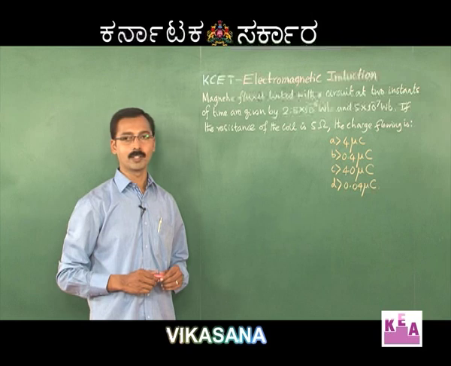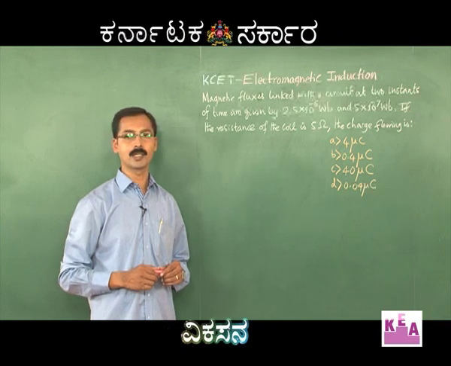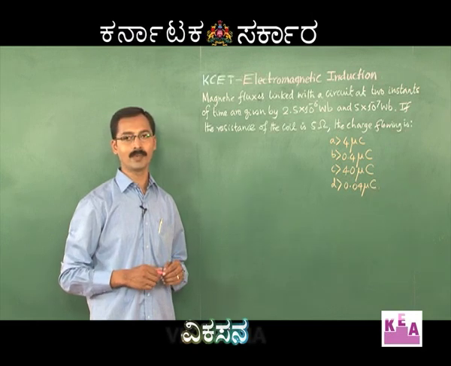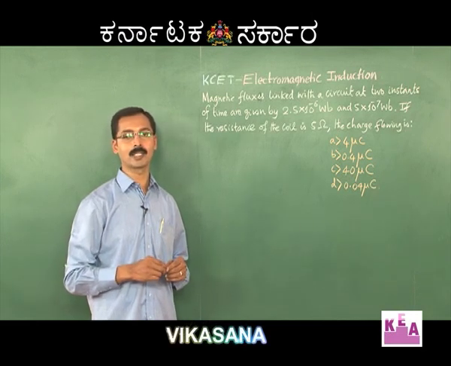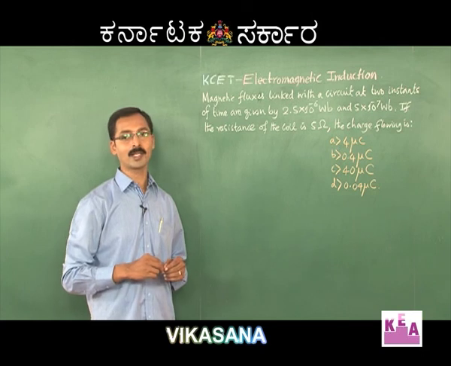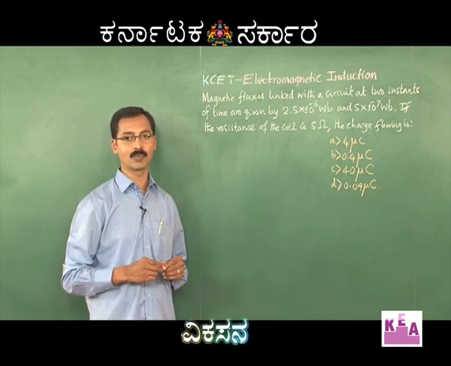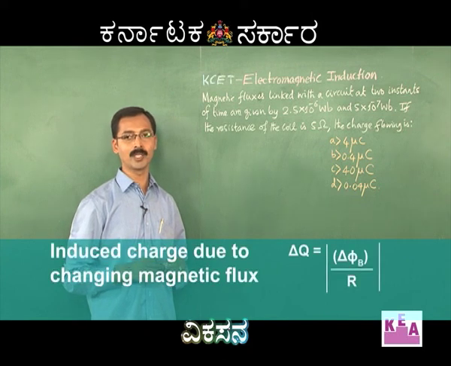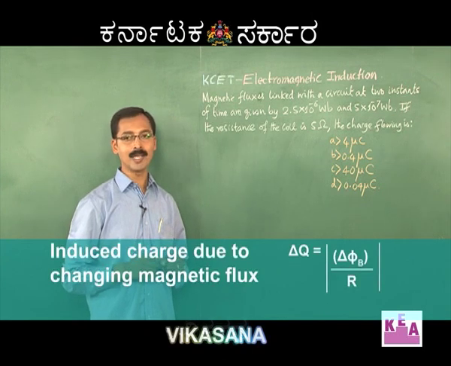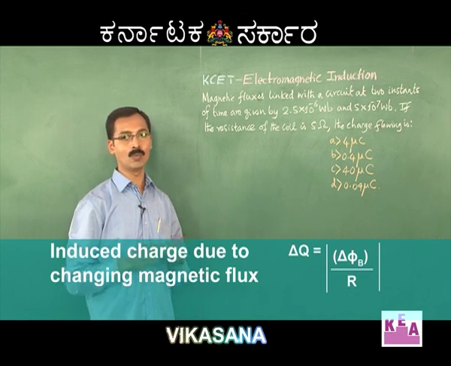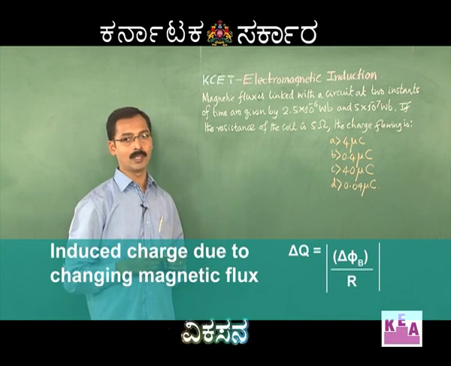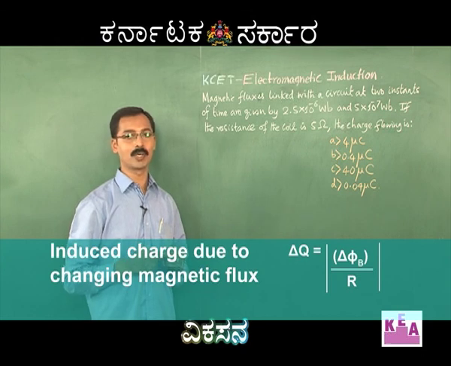In electromagnetic induction, whenever there is a change in magnetic flux linked to the coil, there is an EMF. If the circuit is closed, there is a current. If there is a current, there is some flow of charge. How do you calculate the amount of charge that is flowing? The amount of charge flowing through a circuit is equal to the change in magnetic flux divided by the resistance of the circuit. Let us solve one problem on the charge that is induced in a circuit due to electromagnetic induction.